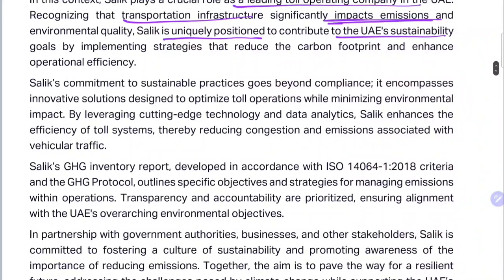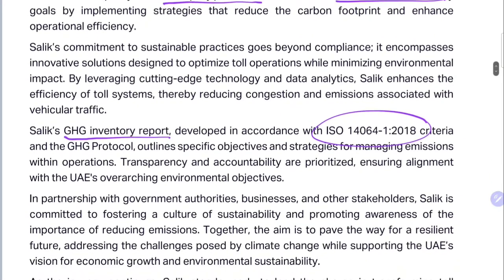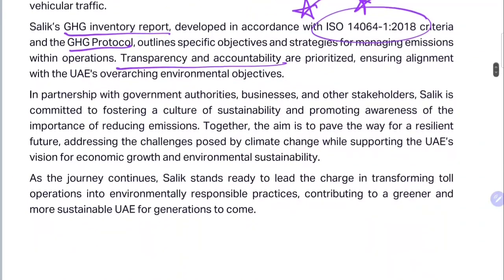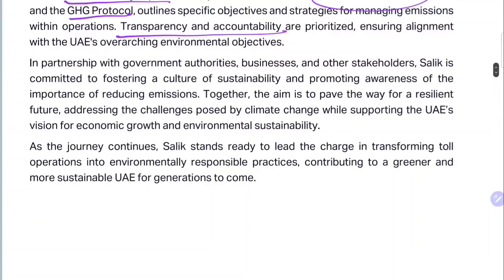Again, the commitment towards sustainable practices goes beyond compliance, and this GHG inventory report was developed in accordance with, as I told you, ISO 14064:2018 criteria and also the GHG Protocol. Very important, students. This is the standard we are following for developing GHG inventory reports. Transparency and accountability are prioritized in this report, in partnership with government authorities, businesses, and other stakeholders. Again, the company is committed to fostering a culture of sustainability, on a journey that continues, ready to lead the charge in transforming the toll operating system into environmentally responsible practices.